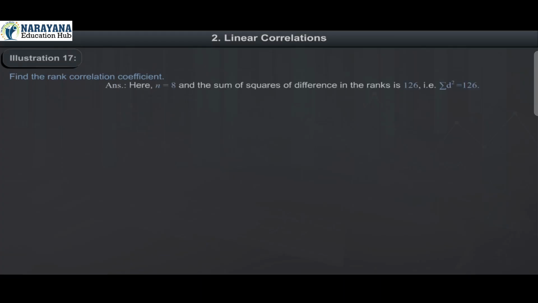Answer. Here n is equal to 8 and the sum of squares of difference in the ranks is 126. That is, sigma d squared is equal to 126. R is equal to 1 minus 6 sigma d square divided by n into n square minus 1, is equal to 1 minus 6 into 126 divided by 8 into 64 minus 1, is equal to 1 minus 756 divided by 504, is equal to 1 minus 1.5, is equal to minus 0.5.